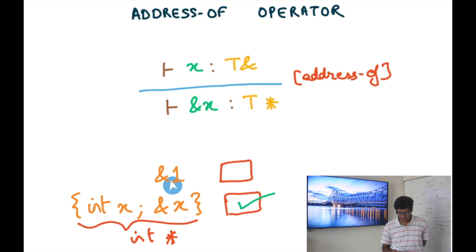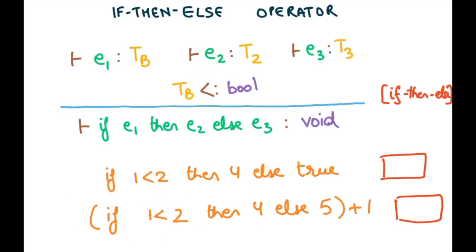Well, &1 does not fit into this type rule because 1 is of type int, but what we require is that the operand of the address-of operator should be a reference type, and 1 is not a reference type, and so this is not type correct.